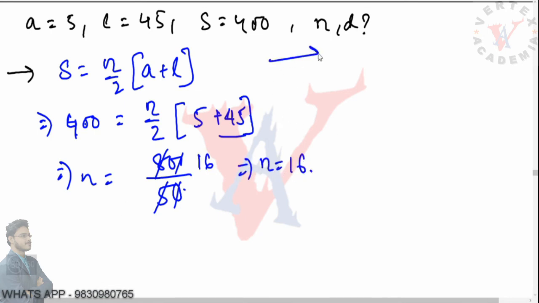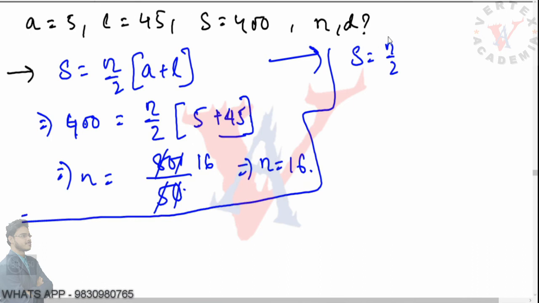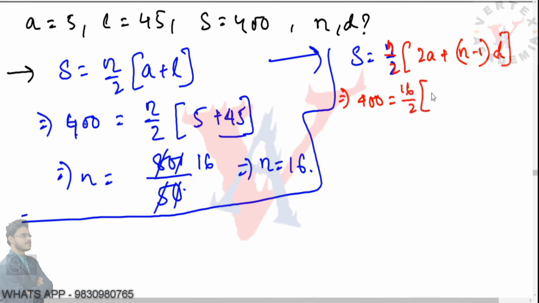Now, the other equation, what is that? S equals n by 2, 2a plus n minus 1 times d, right? So here also the S is 400. What is n? N is 16. So 16 by 2, what is 2a? A is 5. So 2a plus n is 16. So 16 minus 1, 15 times d, right? So what we can get here is, this is 8.